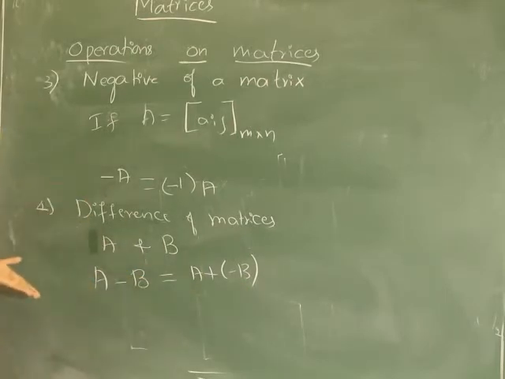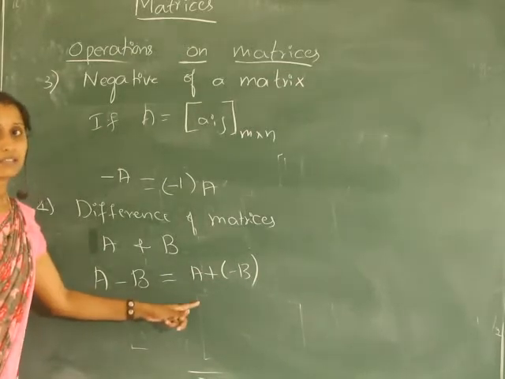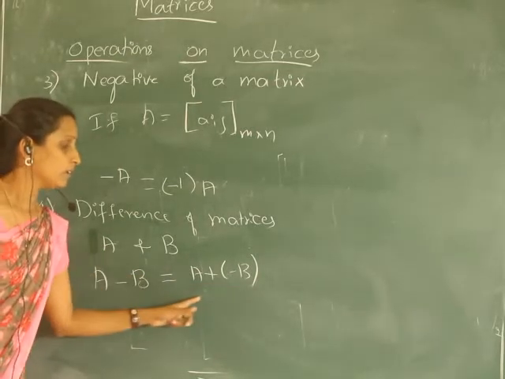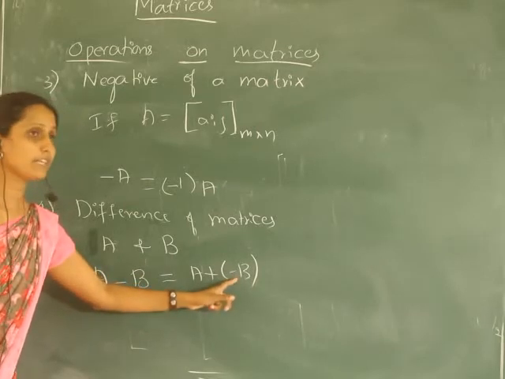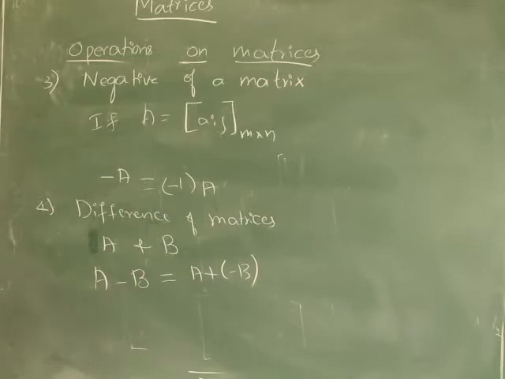So how to define the difference of matrices? If A and B are any two matrices, then the difference of A and B, that is A minus B, is equal to A plus minus B. Here minus B is the negative of a matrix. So these are the four types of operations we can do on matrices.